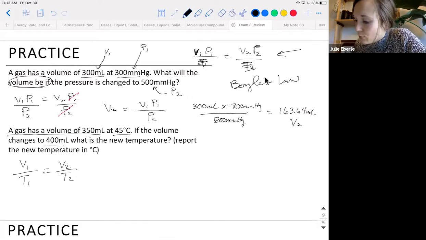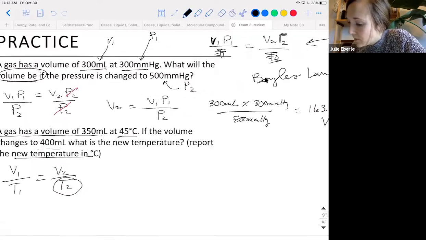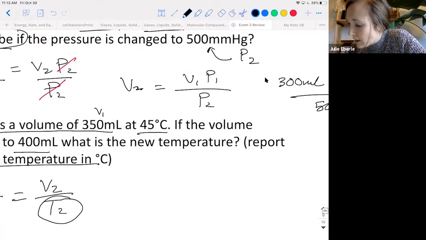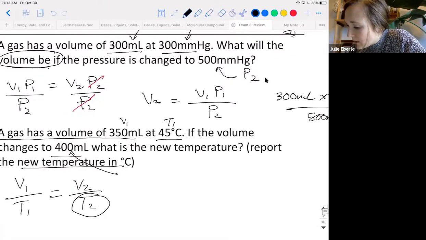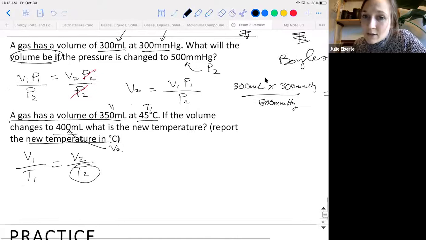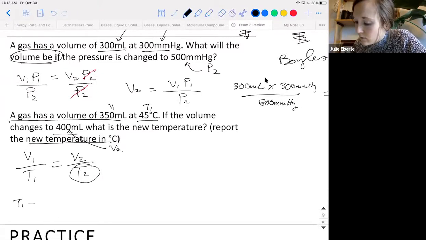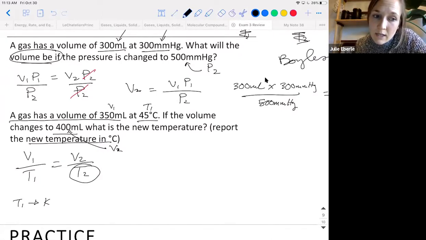Now it says report the new temperature in degrees Celsius. So we're solving for T2 because we're given our initial temperature. This is our initial, this is V1, and this is T1. And this right here is V2. And we want to solve for T2. But we cannot do this problem in Celsius. So we're going to have to convert T1 to Kelvin. Then we're going to have to solve for T2, convert it back to Celsius, and then we're done.